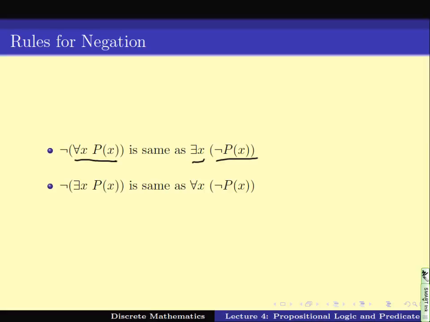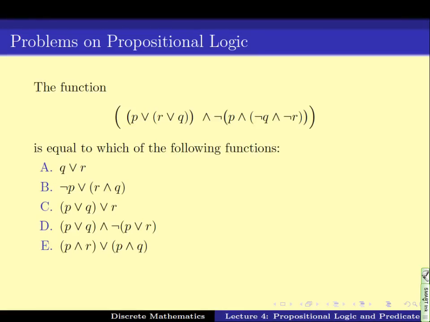Similarly, the negation of there exists x P(x), meaning there exists x such that P(x) holds or is true, is for all x, P(x) does not hold. This set of rules is very useful for various purposes. We will see some of them right now.